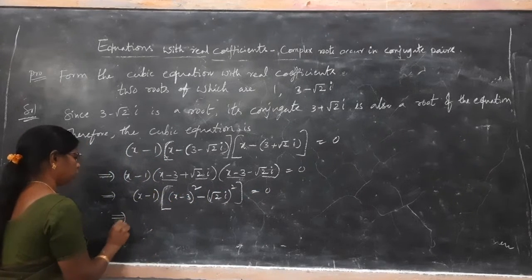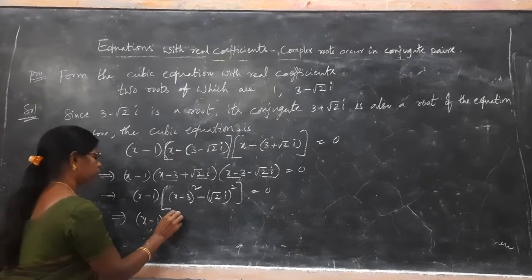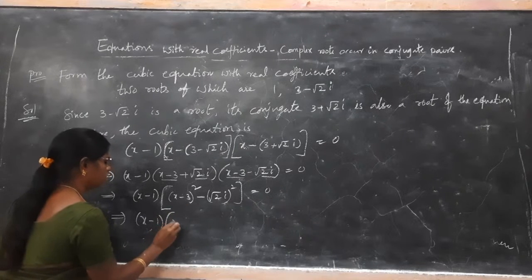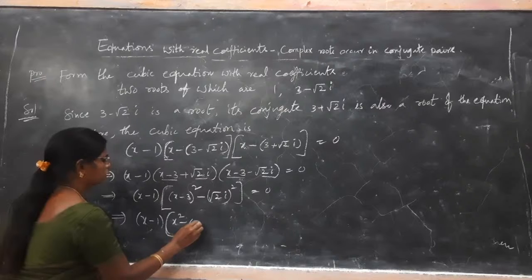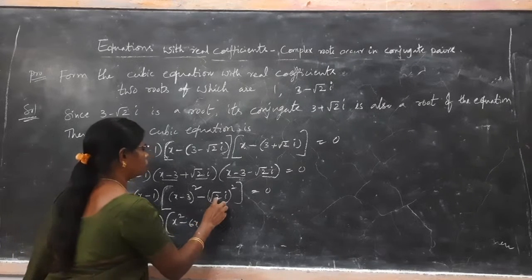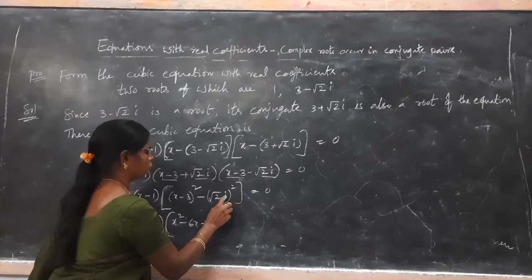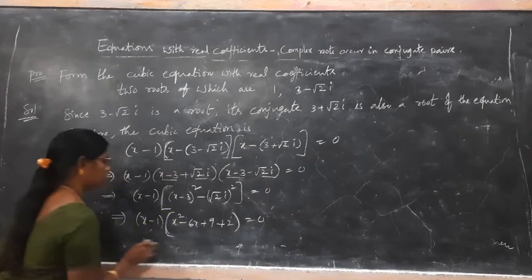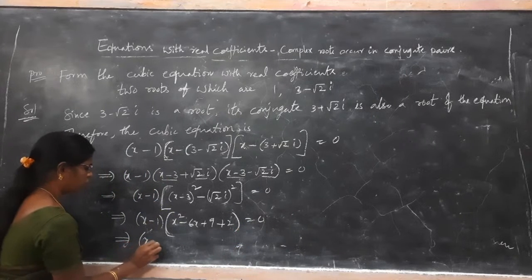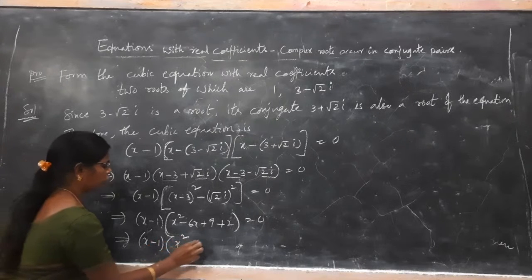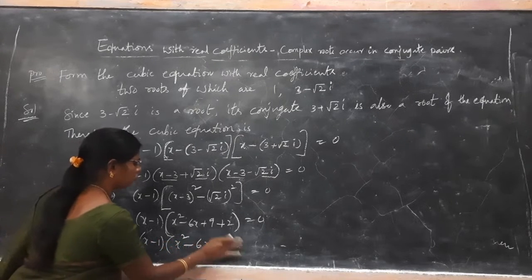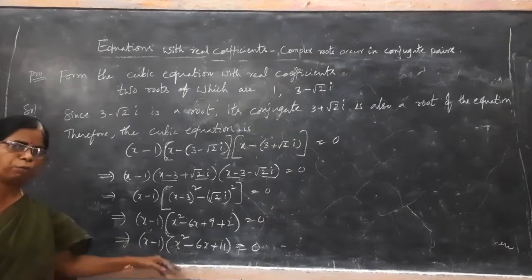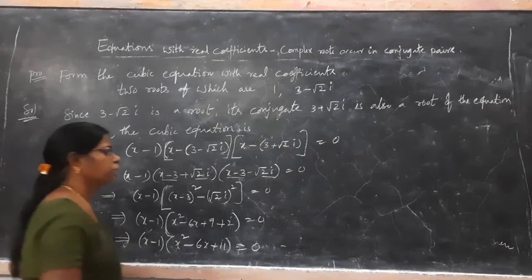See, follow the things. So x minus 1, x minus 3 whole square, I am writing. So expand: x square minus 6x plus 9. Root 2i whole square is 2, i square is minus 1, so minus minus, plus root 2 whole square is 2. Okay, so simple. This implies x minus 1 into x square minus 6x plus 11 is equal to 0. By multiplying these two you can get a cubic equation.